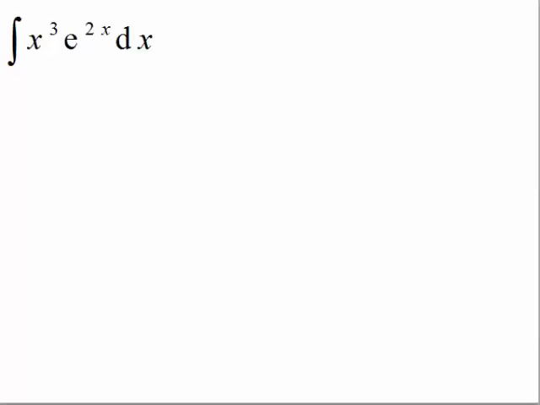So here we have the integral of x cubed e to the 2x dx. We see we have the product of these two functions of x, so we're going to use integration by parts. We're going to let this first piece be our u and this piece be our dv.